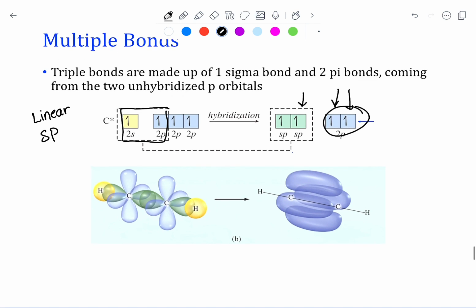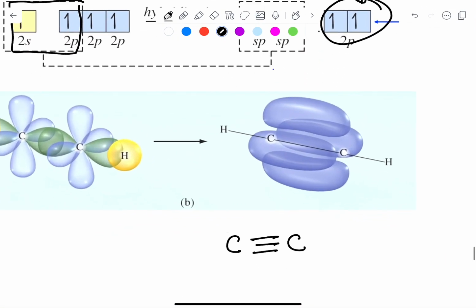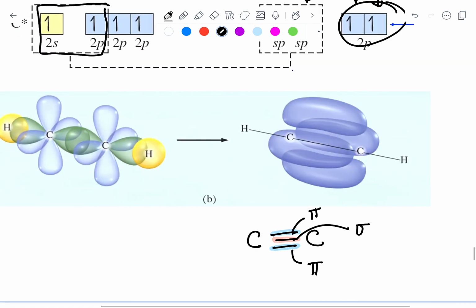So we can draw that again. Here I have carbon, triple bond, carbon. Why is this not zooming in? There we go. We're going to color code these the same way. Red is our sigma bond. Blue is now our pi bonds. Just because it's a triple bond does not mean it's defined any differently. There we go. So a triple bond is made up of two pi bonds and a sigma bond.